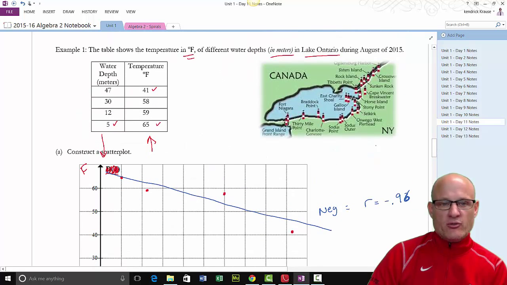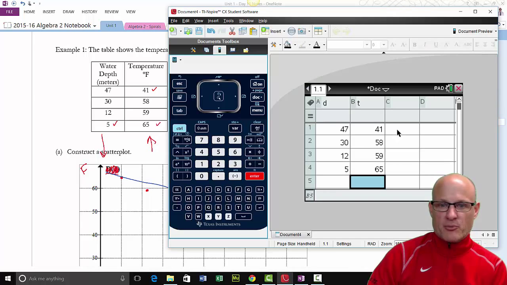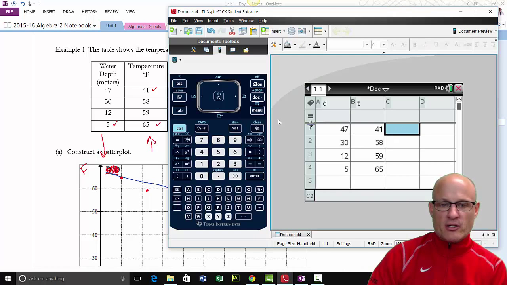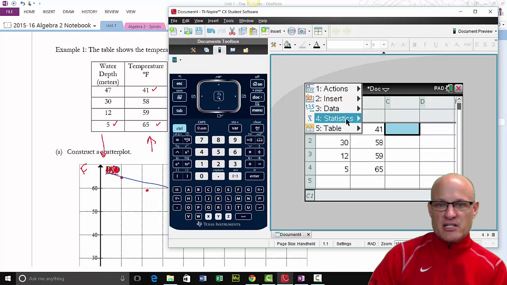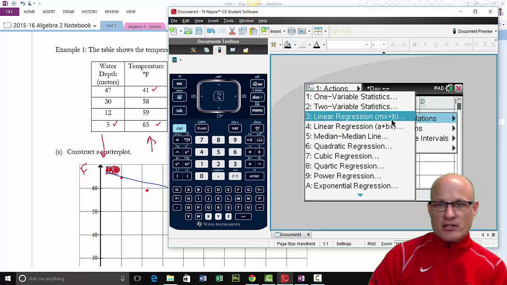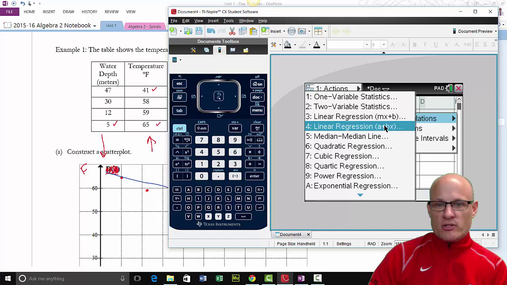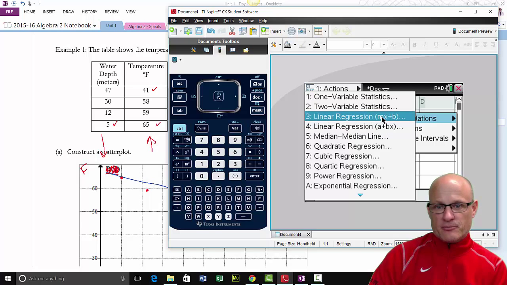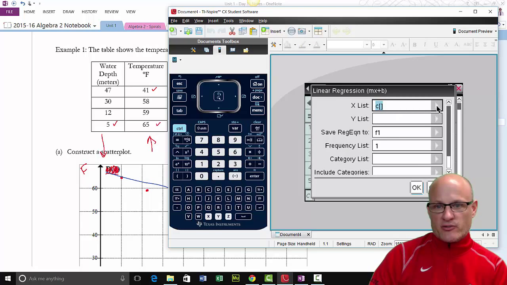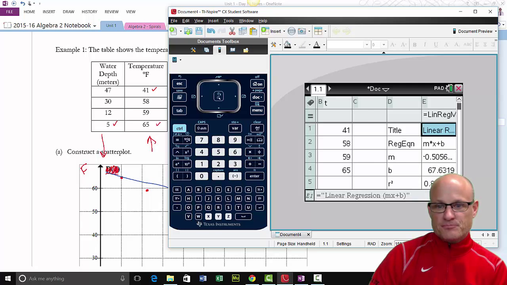So let's see if we can do this. We're going to go to our calculator. We've already got this stuff typed in. We put the blue cell right here, and we go into Menu, Statistics, Stat Calculations, and we're going to do linear regression. The only one we really know is mx plus b, so that's what we're going to do. You have to tell it which list: the depth is our x list and the temperature is our y list. And we click OK.